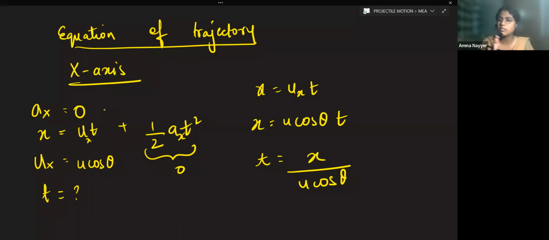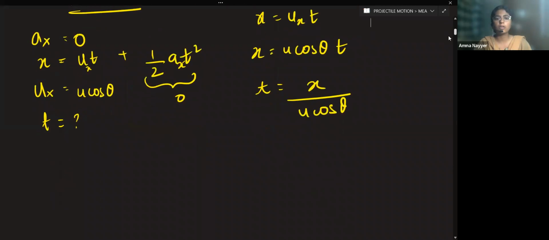Solved what? We have just written all the terms that were mentioned. Acceleration is 0, so x became equal to ux t, and ux is u cos theta, that we have seen due to resolution of vectors. First, tell me, do you agree till this part? Any doubts in the x-axis? Is this clear? Yes. Clear, or do you want me to repeat? Okay. If it's clear, then let's see components along the y-axis.